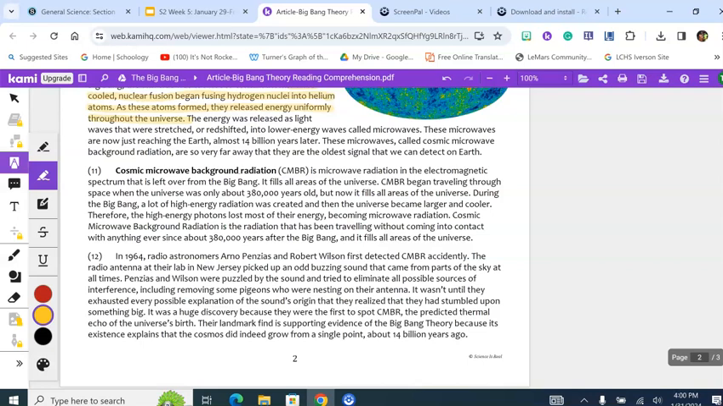Cosmic microwave background radiation is the radiation that has been traveling without coming into contact with anything since about 380,000 years after the Big Bang, and it fills the entire universe.